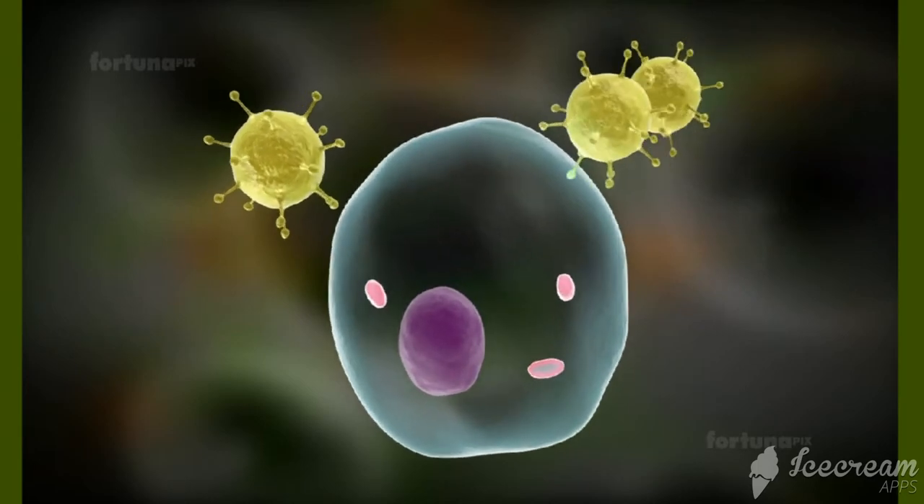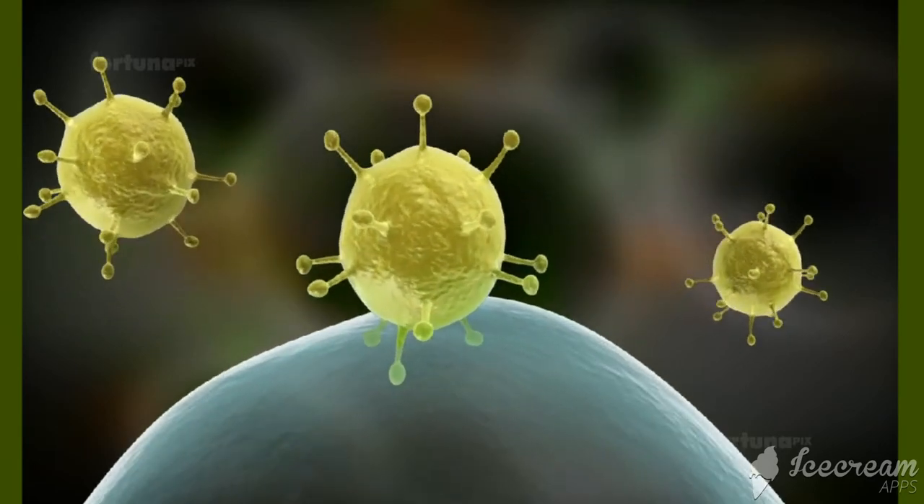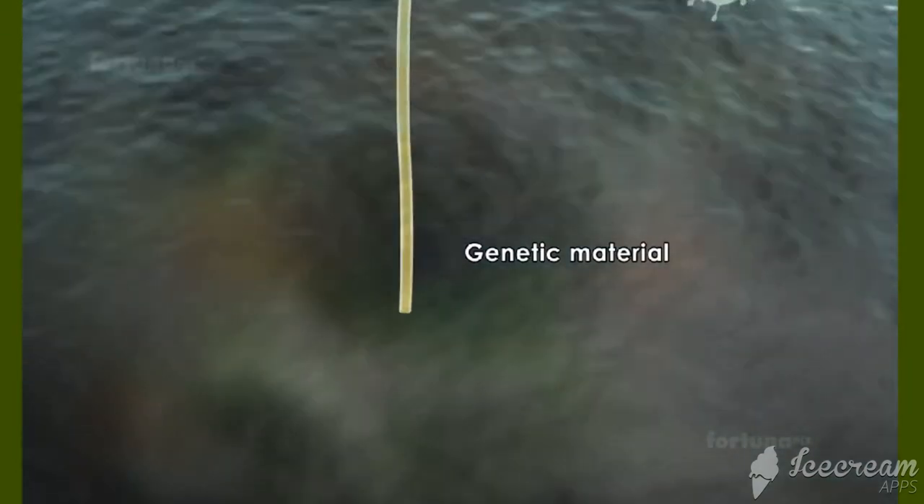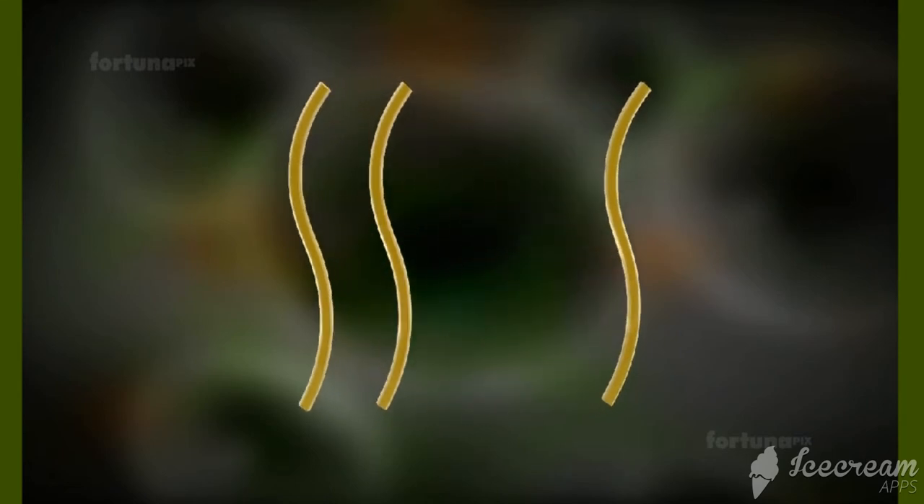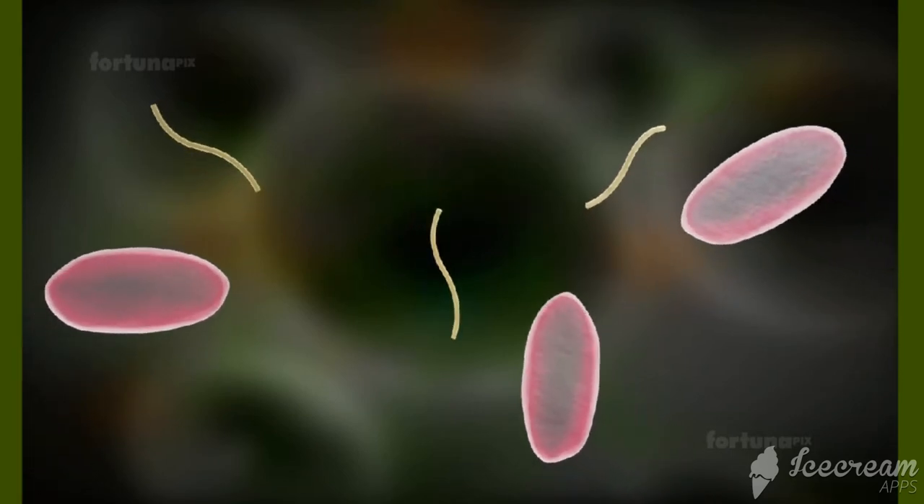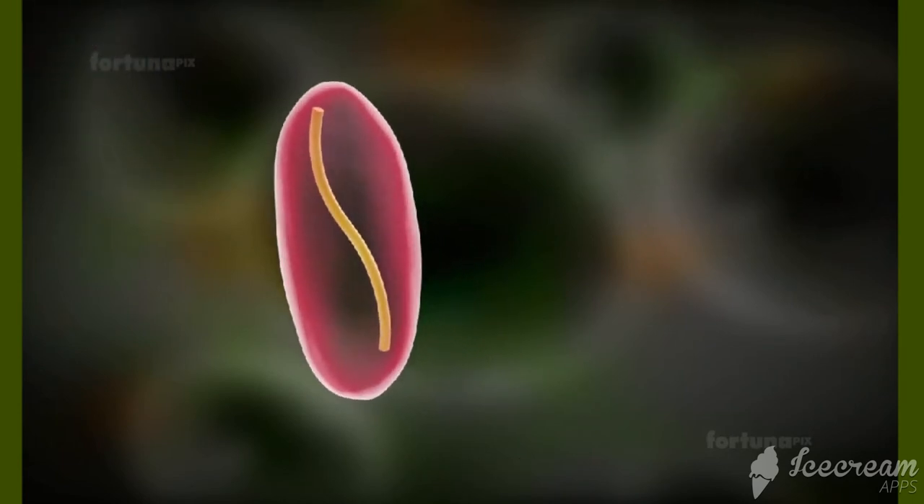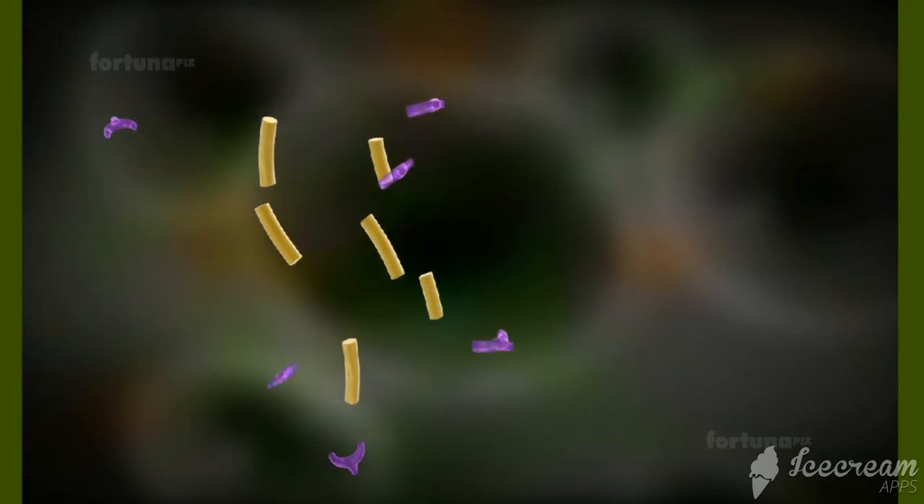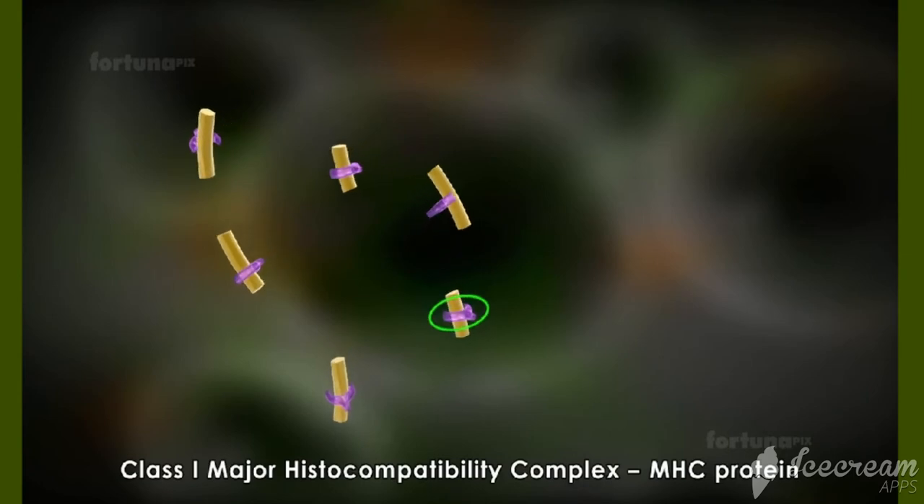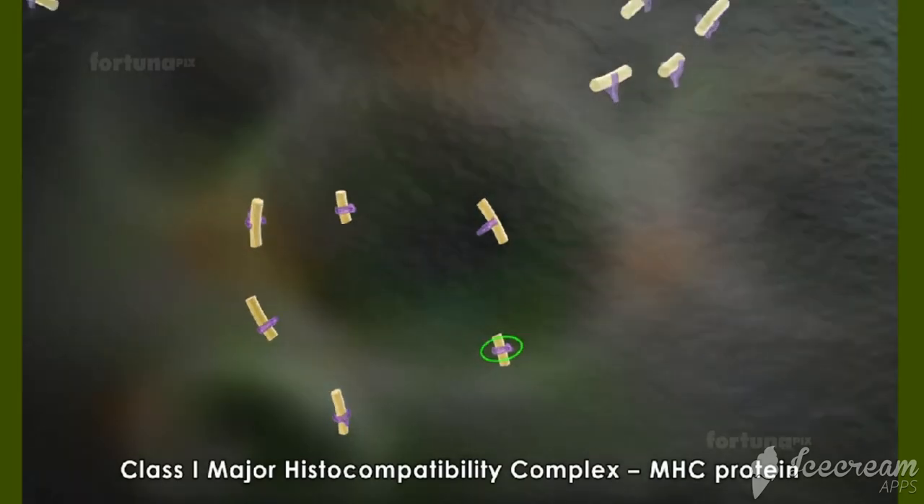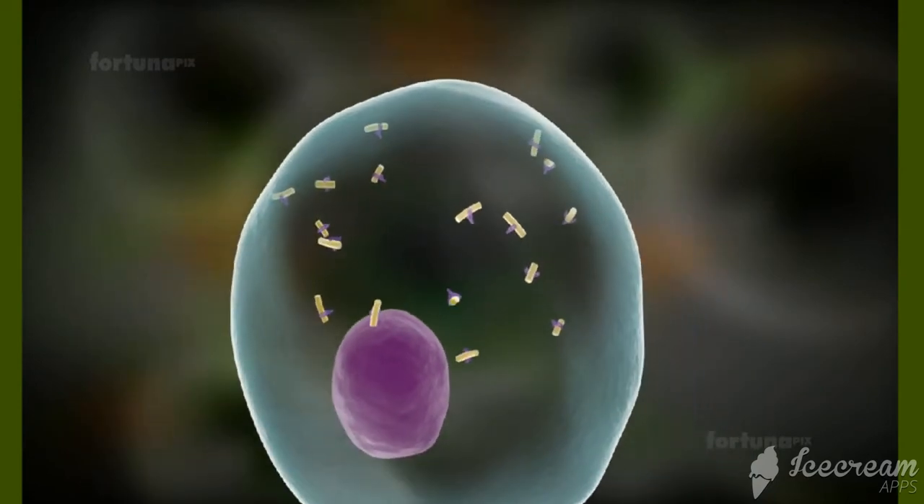When an infection sets in, a virus will enter the body and will inject its genetic material into a host cell. The genetic material of the virus will produce multiple copies of the virus inside the host cell. The protein recycling enzymes, such as lysosomes, will process the antigen and make it into fragments. The fragments of the antigen will combine with class I major histocompatibility complex, MHC proteins, and move to the outer surface of the host cell.